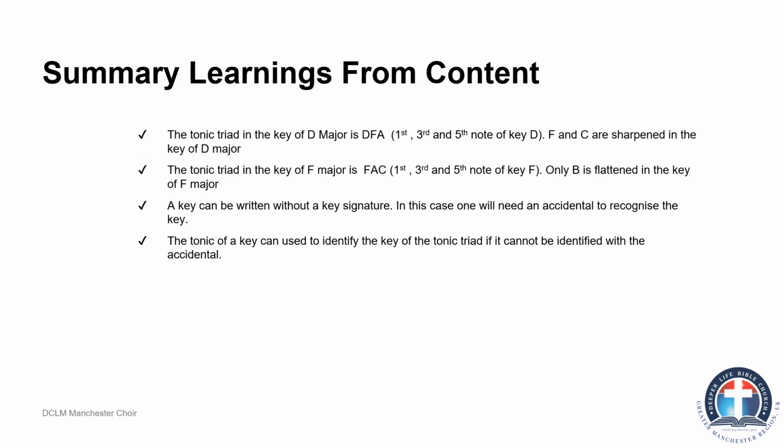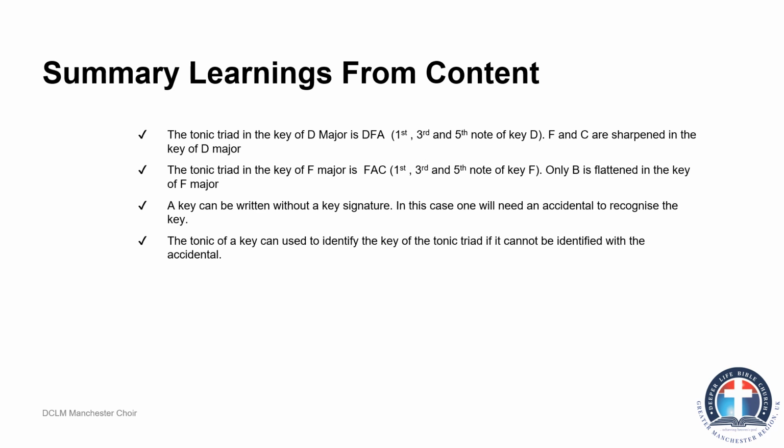All right, what have we learned today? Just a quick summary. A tonic triad in the key of D major: D, F, A are the notes included in the tonic triad. And in the key of F major, F, A, C, which is the first, third, and fifth note, are the notes included in the tonic triad for F major. And take note, F and C are sharpened in the key of D major, and only B is flattened in the key of F major.